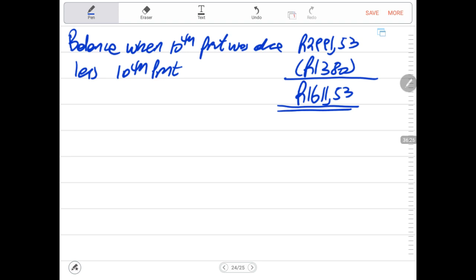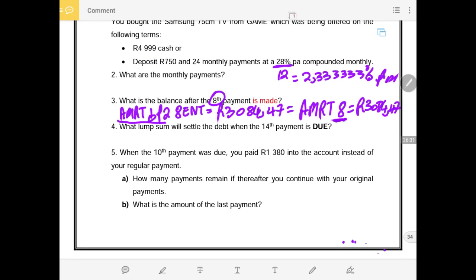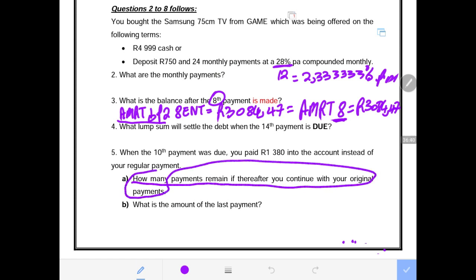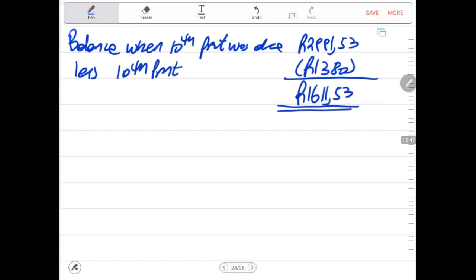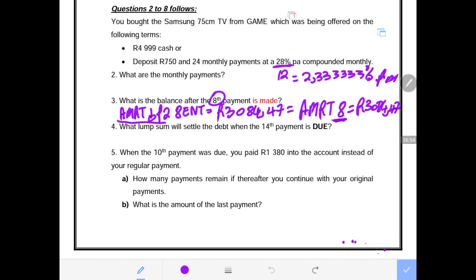So now we have responded exactly and directly to the question that we were required. Then it says how many payments remain. Then we have not responded yet. Again, we have to calculate how many payments now that we owe this amount. We are calculating now how many, not how much. How many payments are left, because we still want to continue with the same payment.